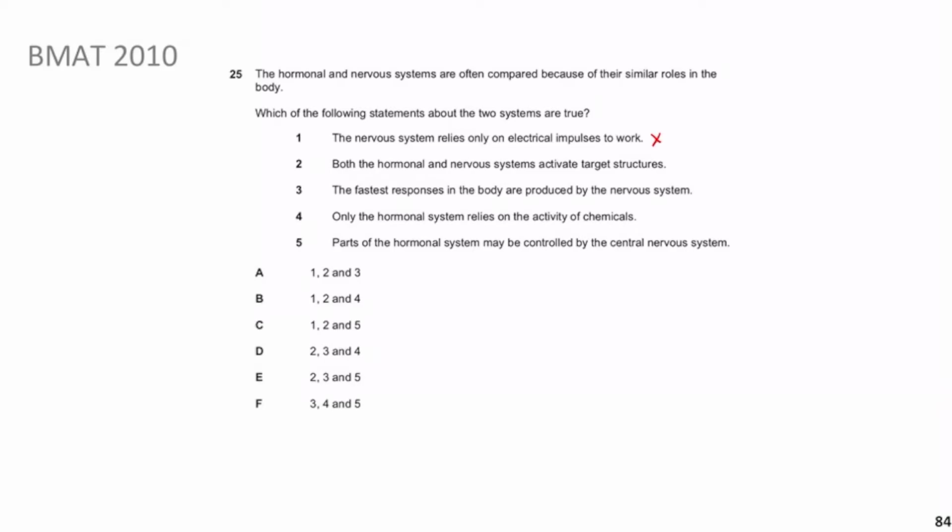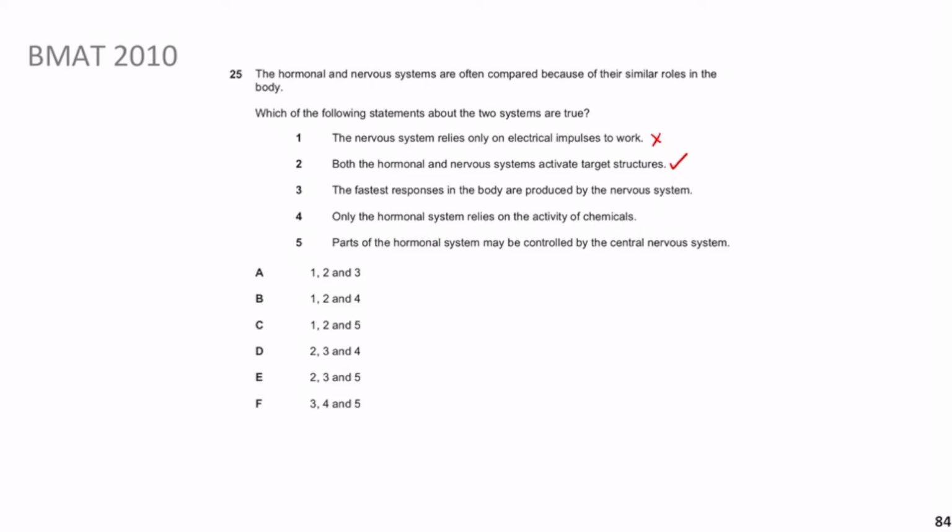It says both the hormonal and nervous systems activate target structures. Yeah, that's true. Let's take the example of adrenaline, which can be classed as a hormone. That activates the heart as its target structure. Whereas with the nervous system, let's think of a simple reflex arc. At the end of the arc, the motor neuron is going to stimulate the muscles. It's going to activate the muscle as the target structure. So this is true.